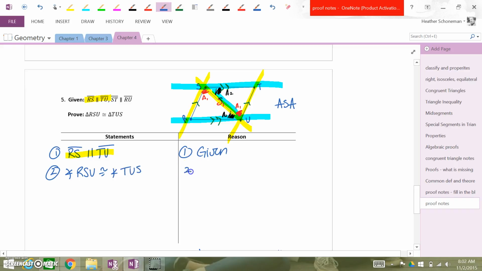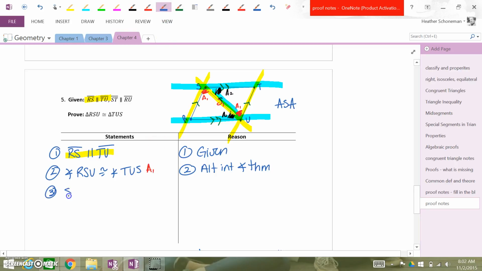And our reason would be the alternate interior angle theorem, which says if the lines are parallel, the angles are congruent. Now, okay, so this is our angle 1. Now let's look at the blue lines.